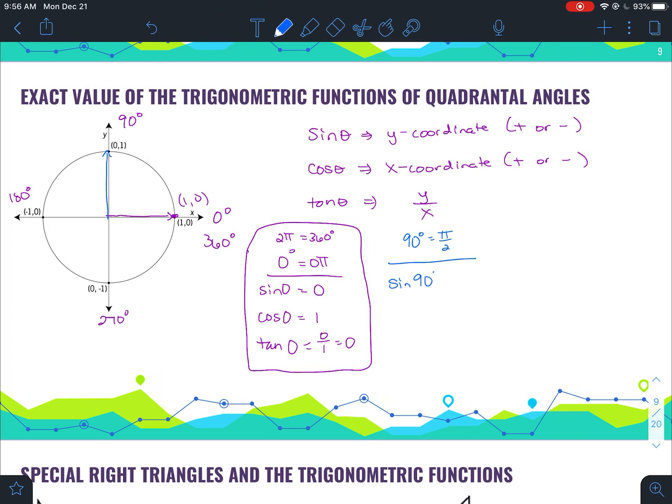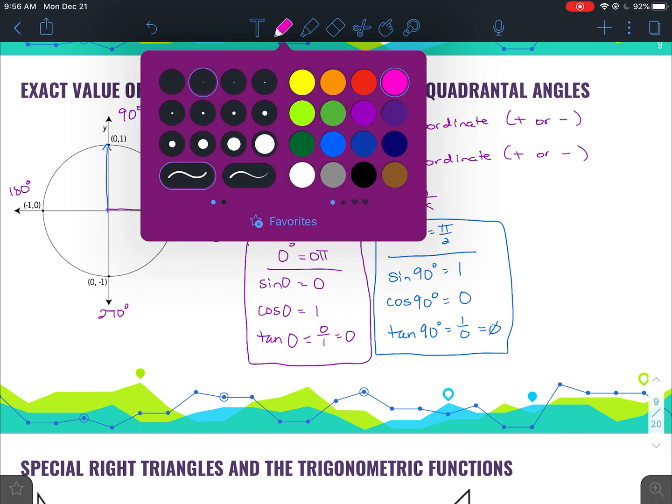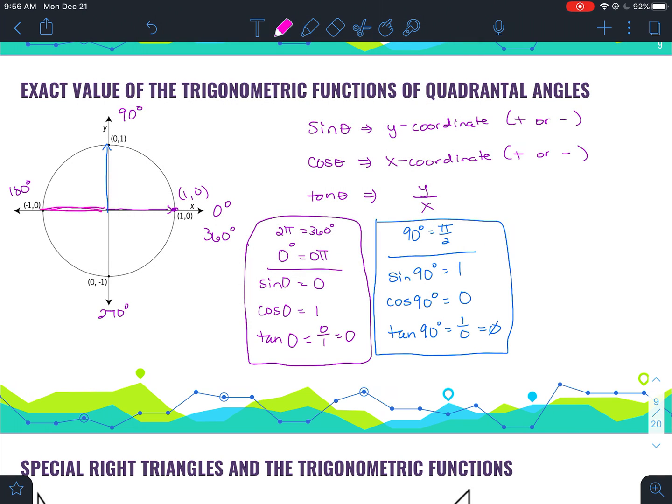All right, if you're up at 90 degrees, or pi over 2, then the sine at pi over 2, or the sine at 90, is going to be the y-coordinate. The y-coordinate is 1 up there. The cosine of 90, or the cosine of pi over 2, is going to be 0 because that's the x-coordinate. And then the tangent of 90 is going to be 1 over 0, which is undefined. So the tangent of 90 is undefined.